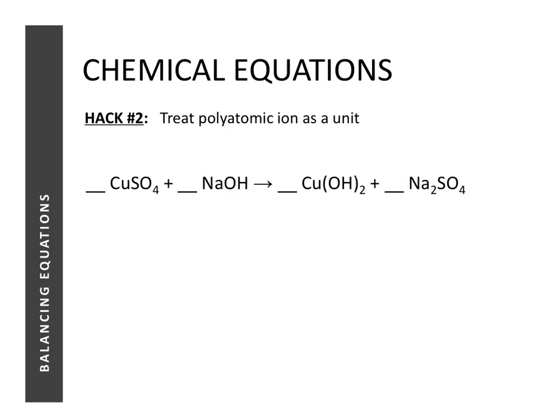Now the second hack is to treat polyatomic ions as a unit. If you cannot remember what polyatomic ions are, please go back to the previous lesson where we talked about the formula for ionic compounds. Polyatomic ions are essentially ions that contain more than one atom. Examples would be sulfate, nitrates, and so on.